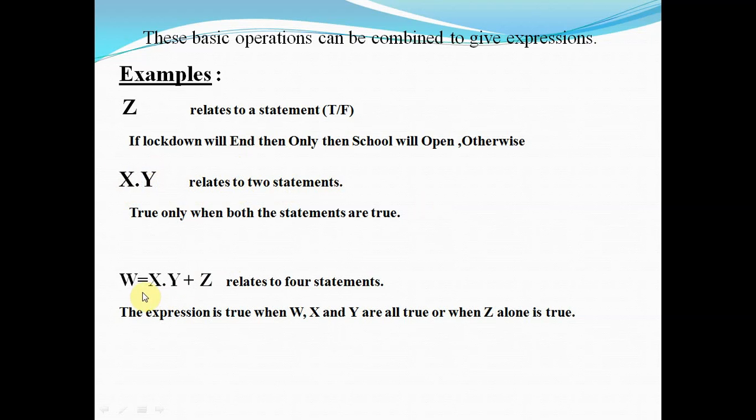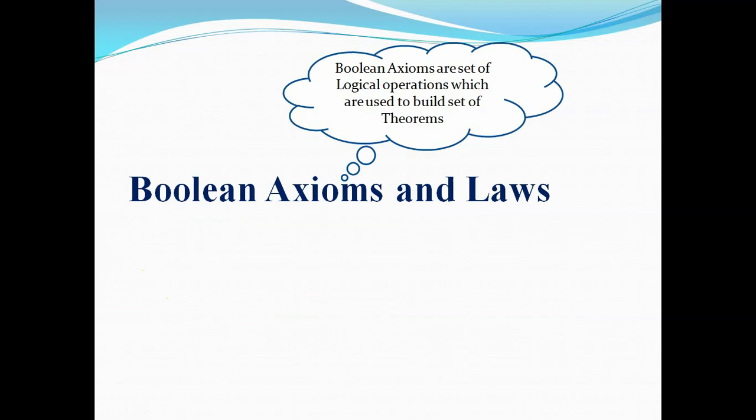And the last one is w is equal to x into y plus z. In this condition, x into y should be true or z alone should be true. Otherwise, this w is not going to be true. In this way, Boolean expressions are carried out.